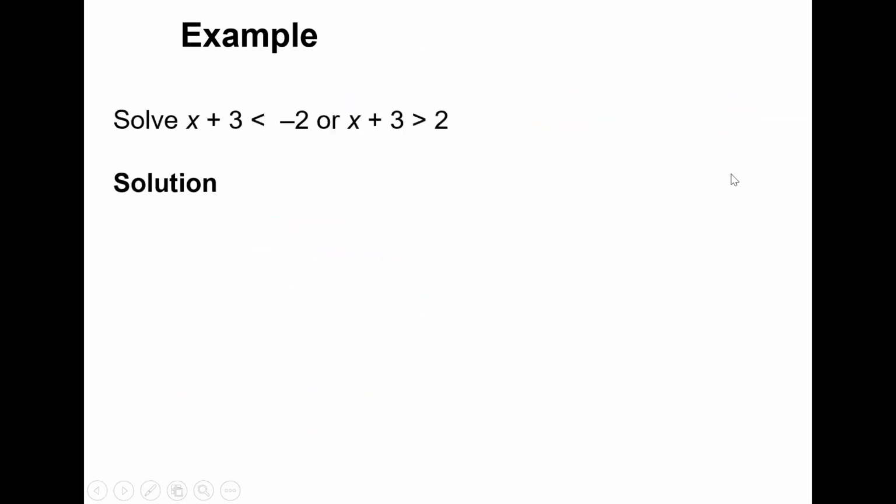All right, how about the next one? Now, this one does something completely different. So it has to be either in this one or it has to be in this one. And so what we're going to do is solve for x basically. So for x, subtract 3, you get negative 5. Subtract 3, you get negative 1.